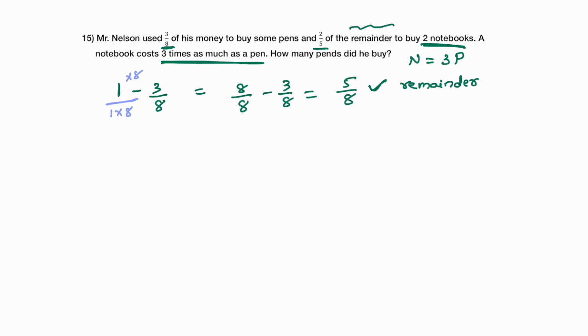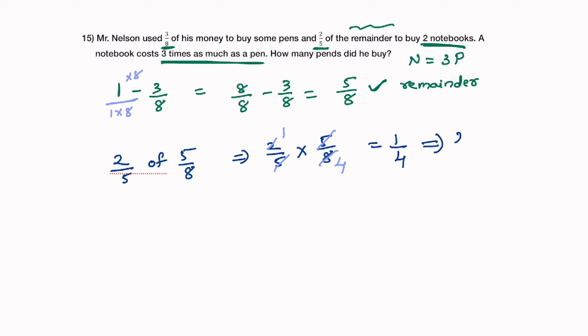Now it says he uses 2/5 of the remainder to buy the books. So we say 2/5 of the remainder, and the remainder is 5 upon 8, which means this is 2/5 of means multiply of 5, 8. 5 and 5 out. 2 times 1, 2 times 4. So we have 1 upon 4. So he's using 1/4 of his money to buy what? 2 notebooks. Okay, it's not one, it's clearly given. That's for 2 notebooks, right?